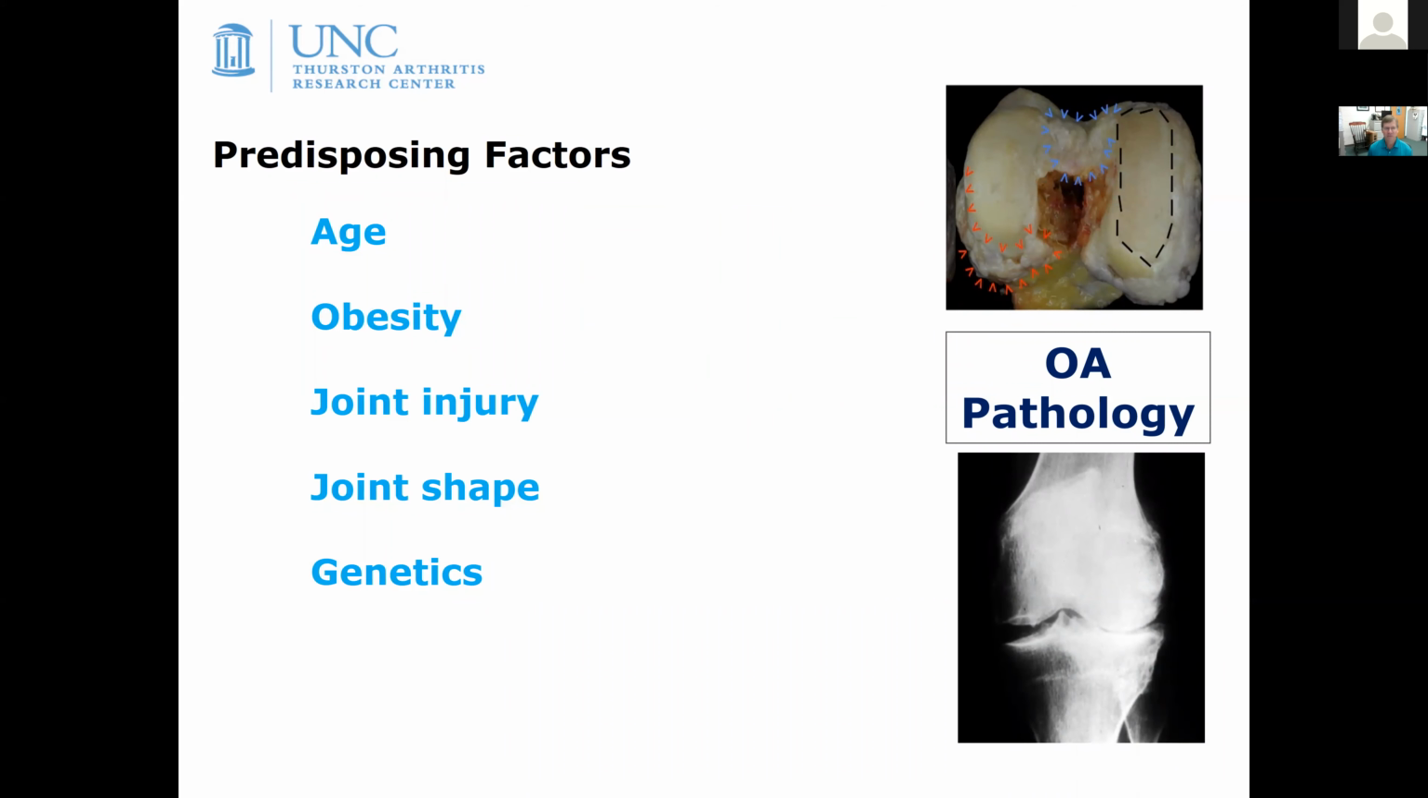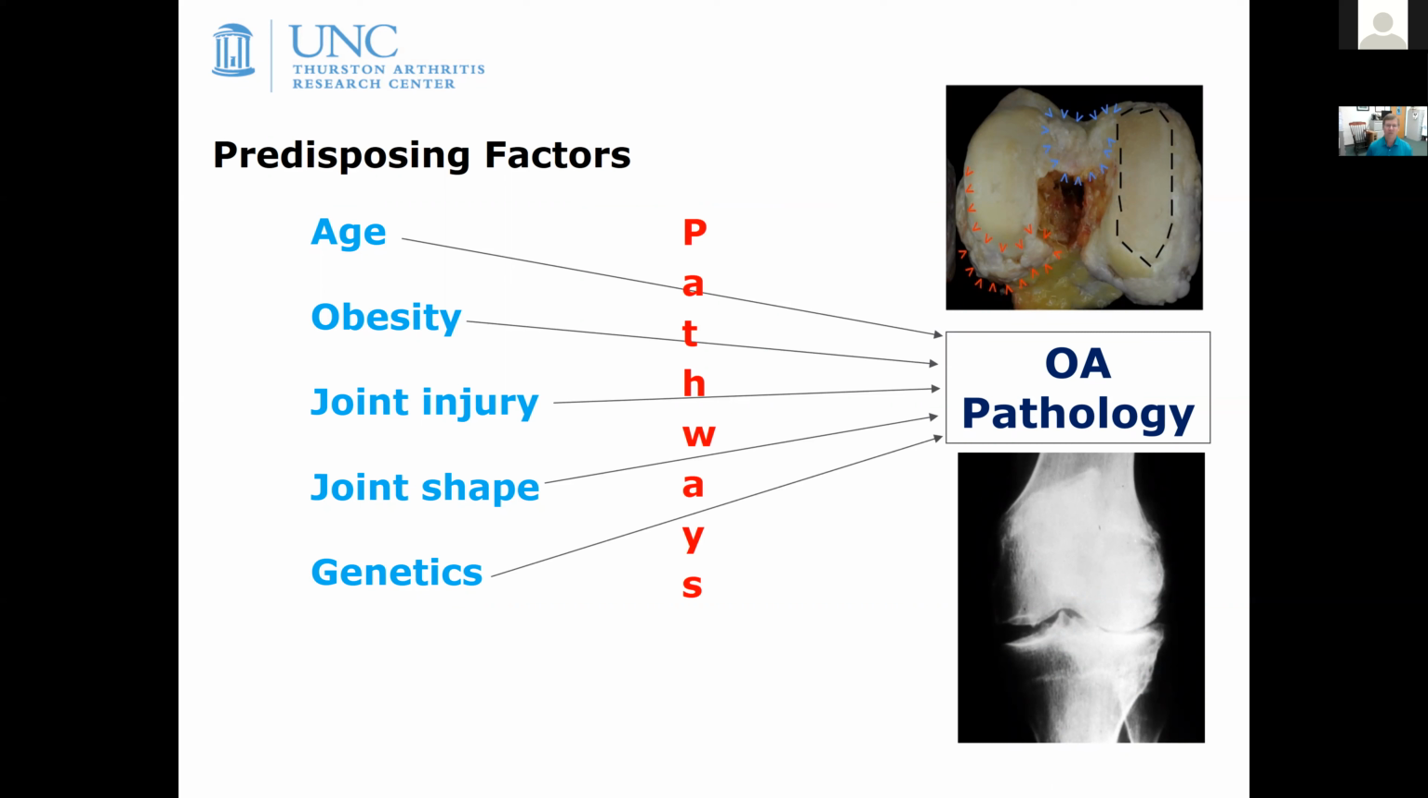These different predisposing factors, age, obesity, joint injury, joint shape, and genetics, really all lead to similar OA pathology at the end. So no matter what factors you have, the pathology seems to be similar in the advanced disease, which is shown on the right side of the slide. But what we're learning is that each of these predisposing factors, in some cases, may utilize a different pathway to get to OA. And in some cases, the pathways are in common. And I'll show you a demonstration of each of these.